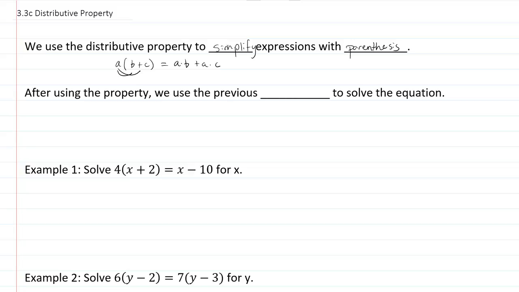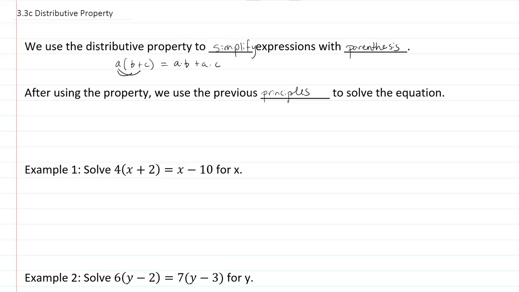How do we use it? Well, we use it to get rid of the parentheses, and then we can combine like terms like in the previous videos. After using this property, we use the previous techniques or previous principles to solve the equation. So let's go through a couple examples.